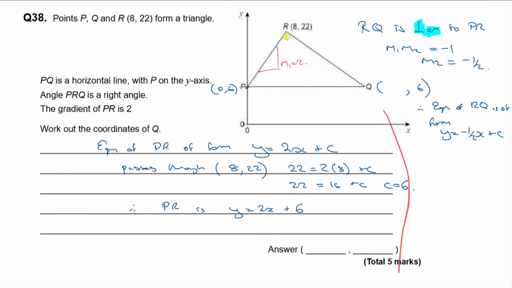Just draw a line down there so I don't get confused with what's what. So then we know it passes through the same point, doesn't it? It passes through (8, 22). Both lines meet there.